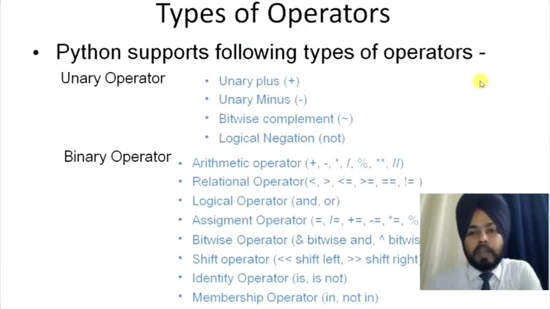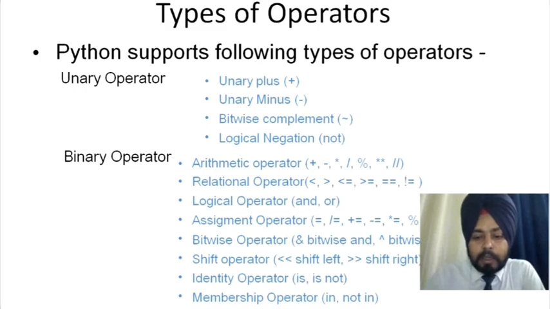Here are some types of operators. Python supports the following types of operators: unary operators and binary operators. Unary operators are unary plus, unary minus, bitwise and logical. Binary operators are given here also: arithmetic, relational, logical operator, assignment operator, bitwise operator, shift operators, identity operators, membership operators, in and not in.